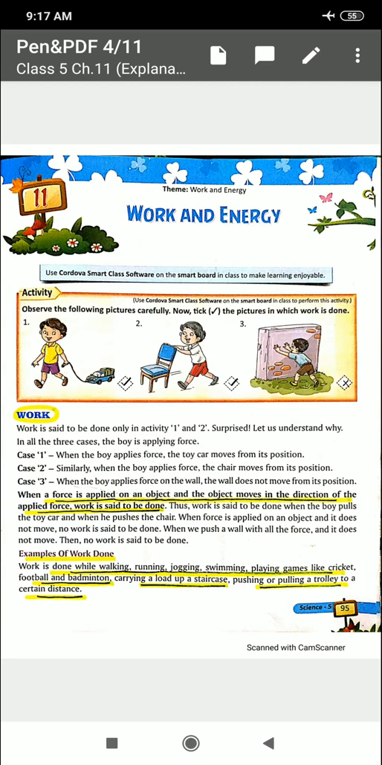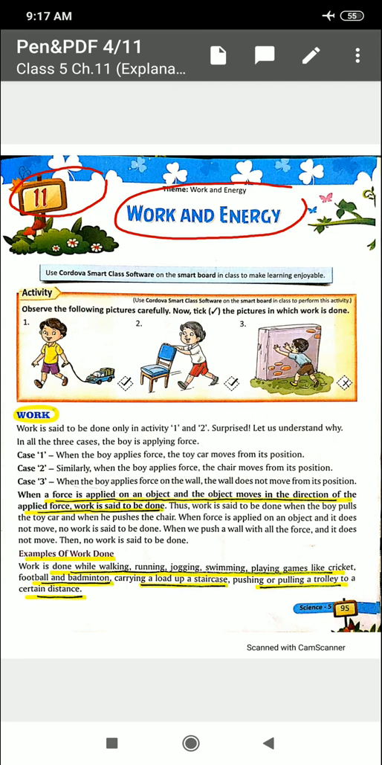So, today we are going to start the new chapter, that is Chapter 11, Work and Energy. Children, I already introduced this chapter where we have discussed three main terms, that is force, work and energy. Force is the push or pull applied on an object. Energy is the capacity or ability to do work.